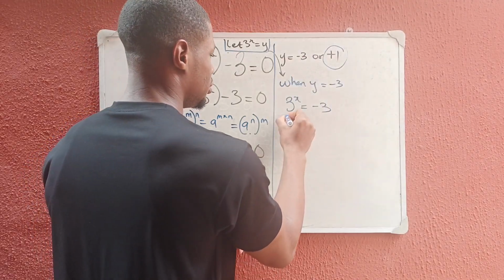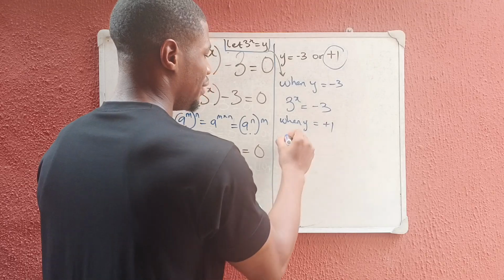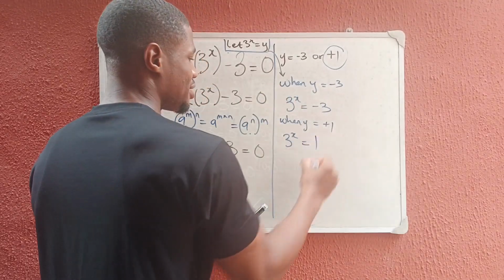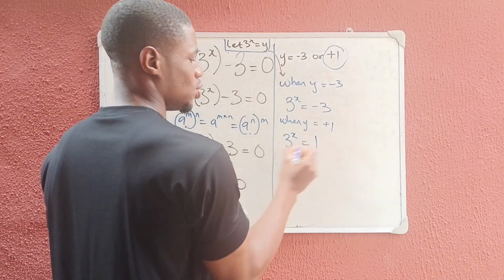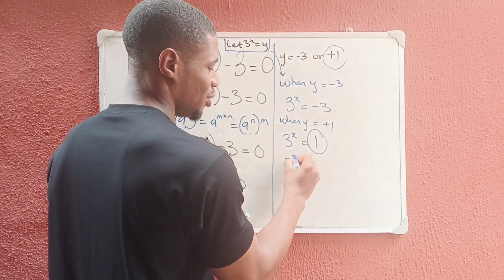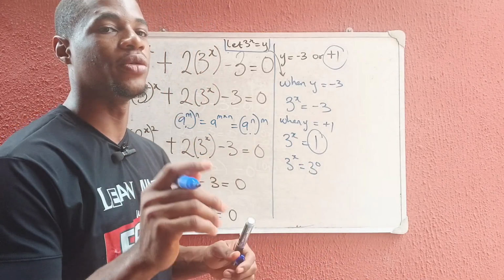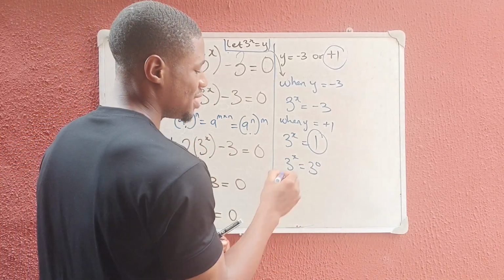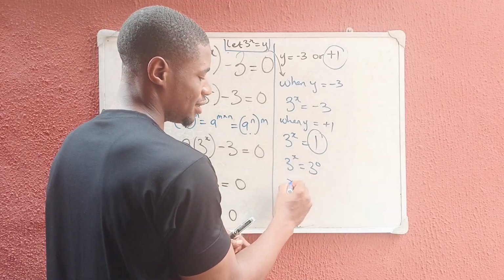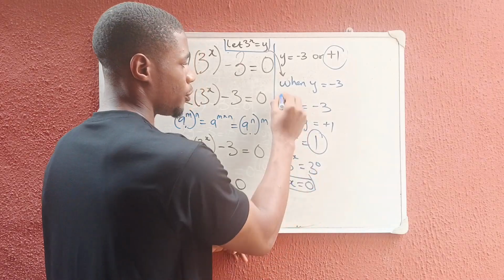We have that when y is equal to plus 1, we have that 3 raised to the power x is equal to plus 1, which is invariably 1. Now, 3 raised to the power x is equal to 1. 1 can now be rewritten as 3 raised to the power 0, because any number raised to the power 0 is 1. This simply means that since the bases are the same, we can equate the powers, so we have that x is equal to 0.